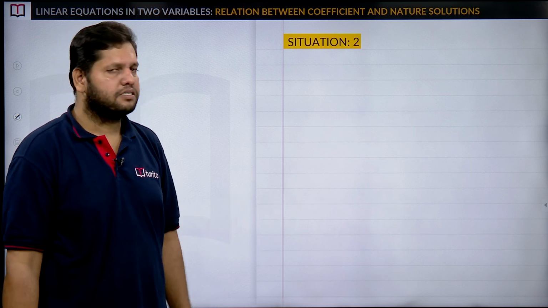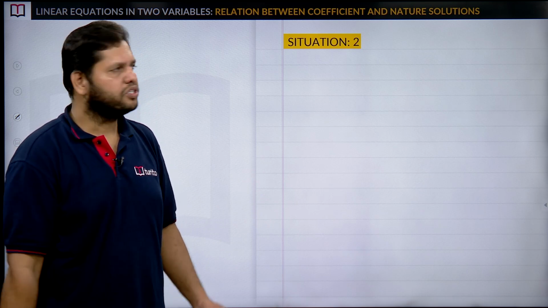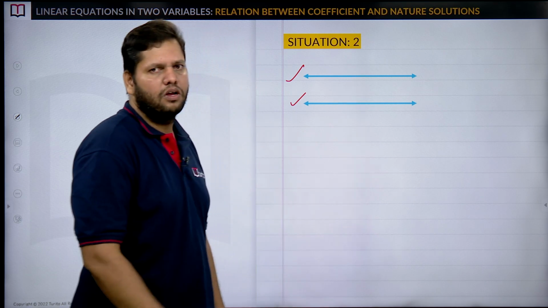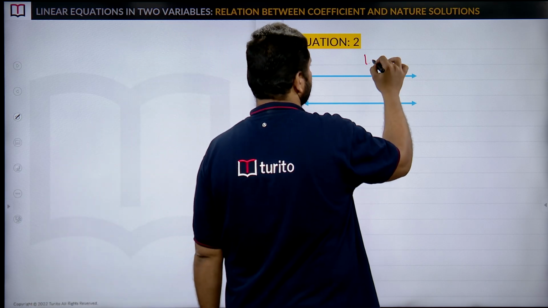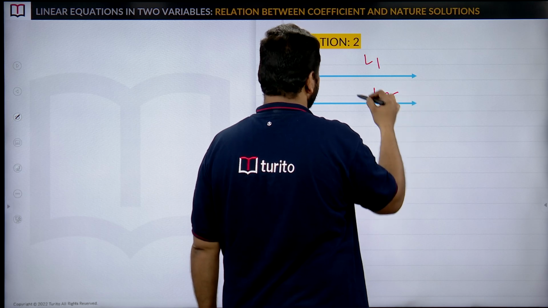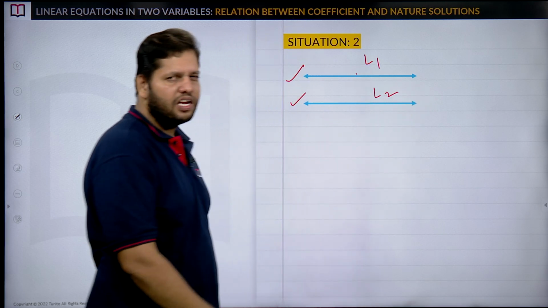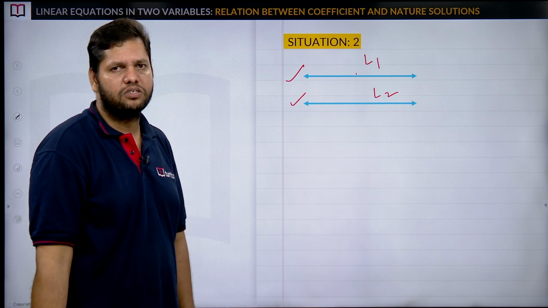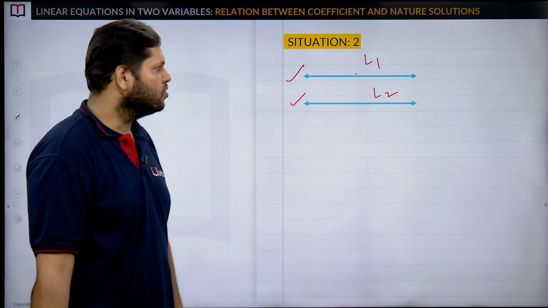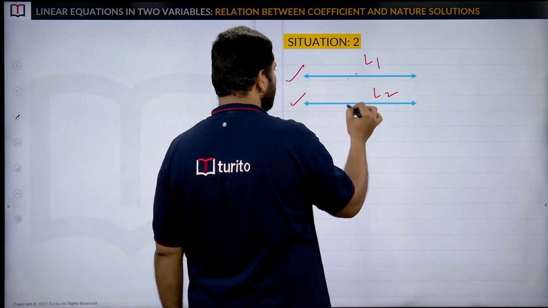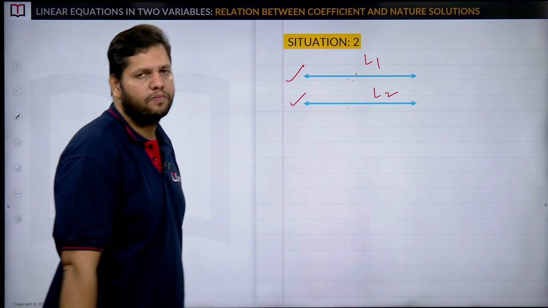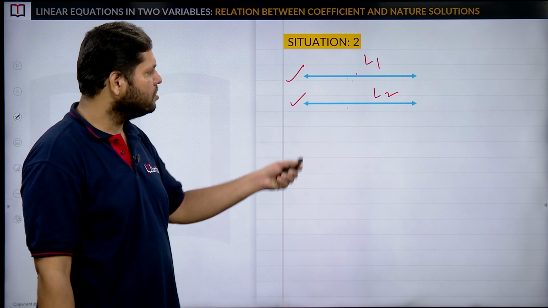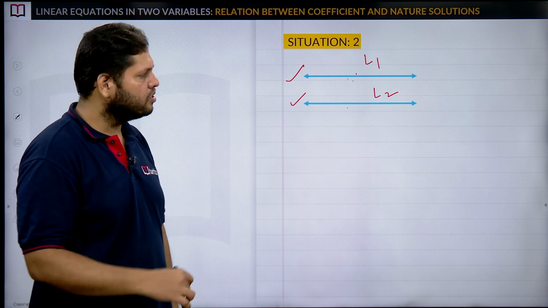Now children, second case. In situation 2, what happened? The two lines are not meeting, children. Okay, you can take this as line 1 and this as line 2. In the second case, what happens, children? The two lines will not meet. Both are away from each other and exactly parallel to each other. So can you tell me, children, what is the point of intersection? Do we have any point of intersection in this case? So there is no point of intersection, because they are not meeting each other.